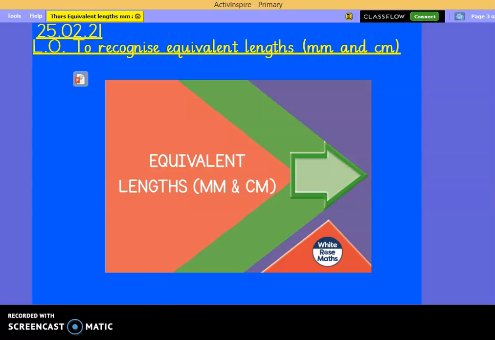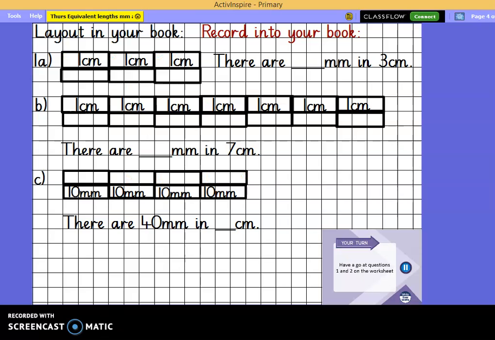And here is how I'd like you to record that in your book. Using, like we did yesterday, 3 squares for each piece of the bar and the same underneath, and 1 square tall. 1, 2, 3 centimetres. Record your millimetres inside and then write your sentence. There are how many millimetres in 3 centimetres? Pause the video so you can use this page to help you with how to lay out your work, and go all the way to the end of question 2 on the worksheet. When you're ready, you can start the video again.